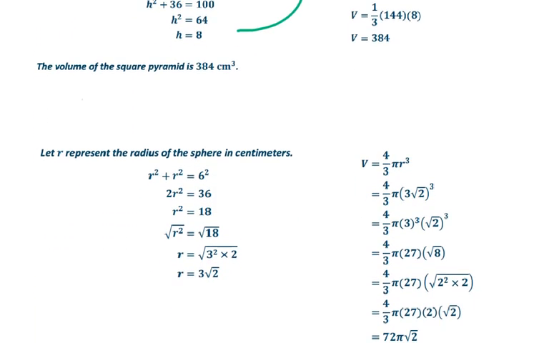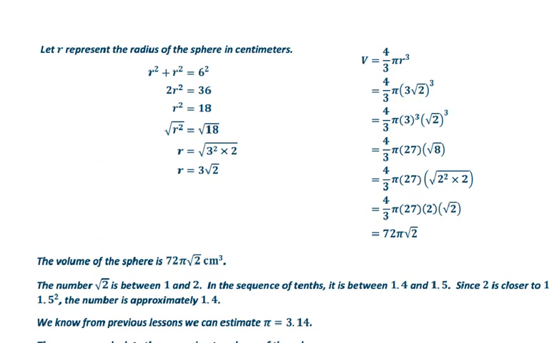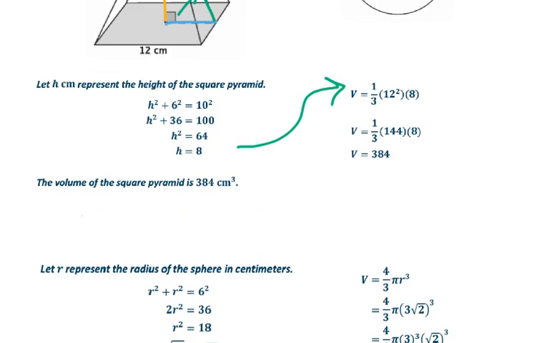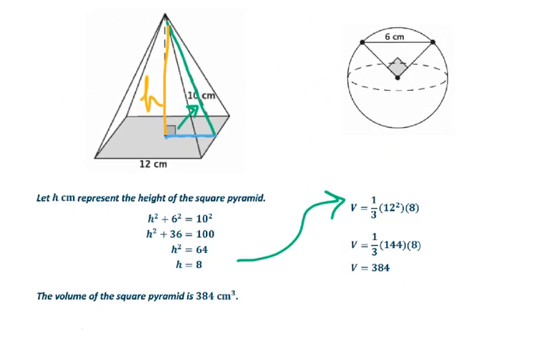Let's take a look at the sphere. So I'm going to begin by letting r represent the radius of the sphere in centimeters. So if we come back up to the picture, you realize that we have here a right triangle again. Now this is a right triangle where these two sides are going to be the same because all radii in a circle or sphere are equivalent, right? And then this here, that 6, that's going to be the hypotenuse. It's across from the 90.